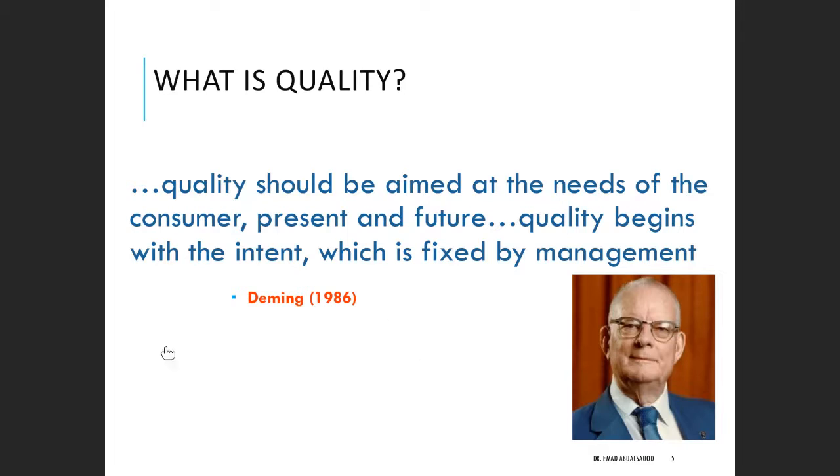Moving on with Deming, one of the gurus in quality, and there is a Deming Prize in Japan given annually to organizations that show the best practices. Quality should be aimed at the needs of the customer, present and future. Quality begins with the intent, which is fixed by management. So it has to be intention first, and then management has to maintain this intention, and it has to meet the current customers and the future. So it has a broad view of the future and how to maintain quality also for the future, not only the present.